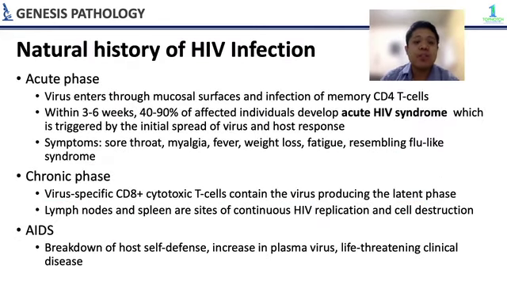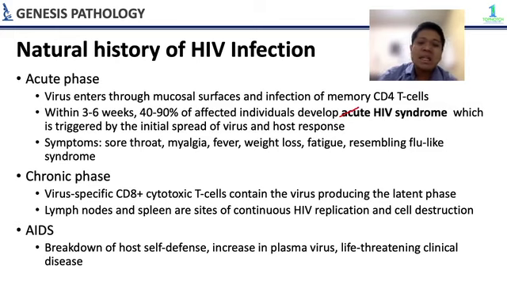So the natural history of HIV infection starts with the acute phase. It is when the virus enters through mucosal surfaces such as, for example, sa sex or when the mother gives birth to a baby, and infection of the memory CD4 T cells. Within 3 to 6 weeks, 40 to 90% of individuals will develop the acute HIV syndrome, which is triggered by the initial spread of the virus and host response. Yung symptoms niya parang flu, sore throat, myalgia, fever, weight loss, and fatigue.